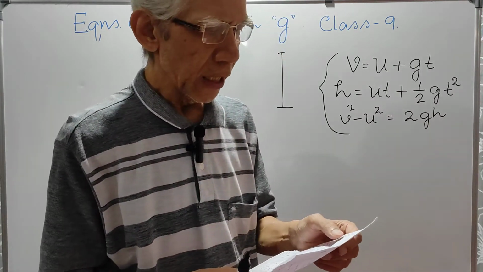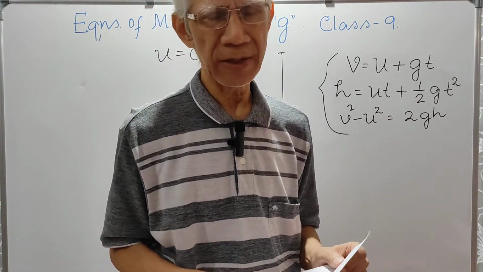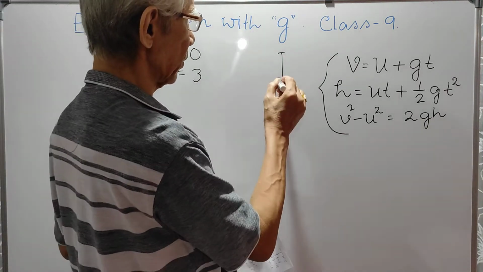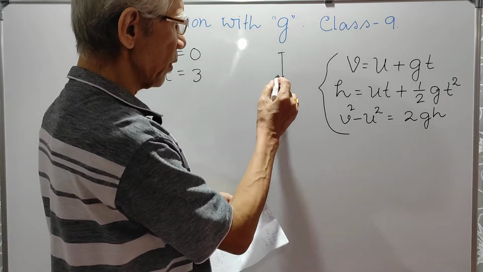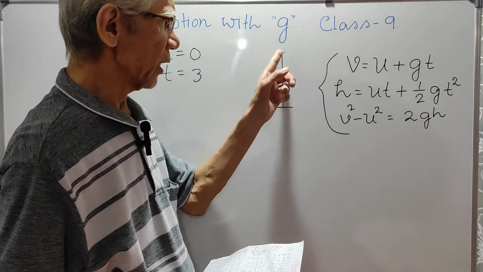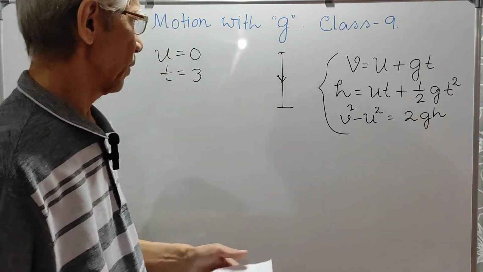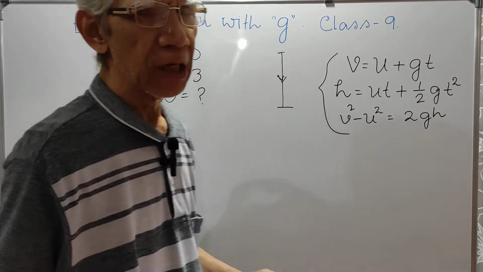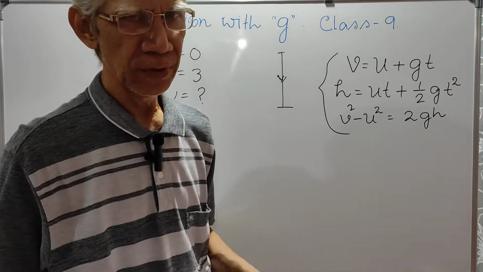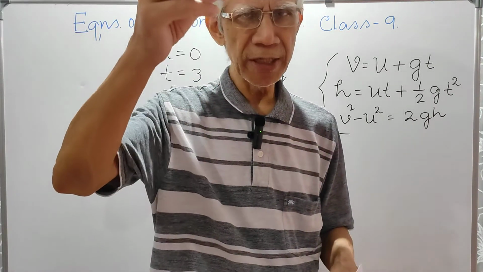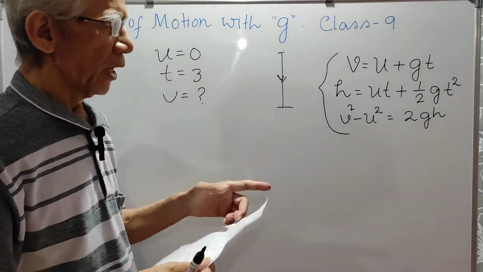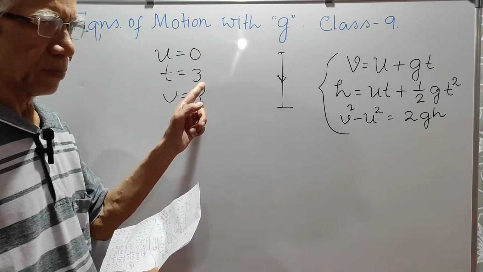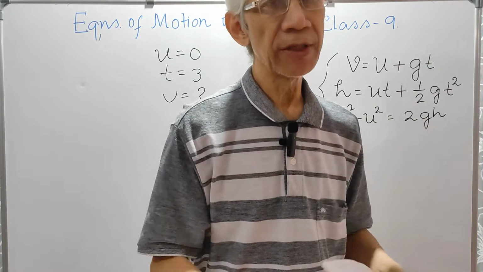And in 3 seconds, time is 3. In 3 seconds, it hits the ground. So this body is dropped from a certain height, and in 3 seconds it hits the ground. Now we have to find out the final velocity. What is the final velocity with which the body hits the ground? So this is the question. You see, a body is dropped from a certain height, so u equal to 0, and in 3 seconds it hits the ground. So time is 3. Now you have to find the velocity with which it hits the ground.